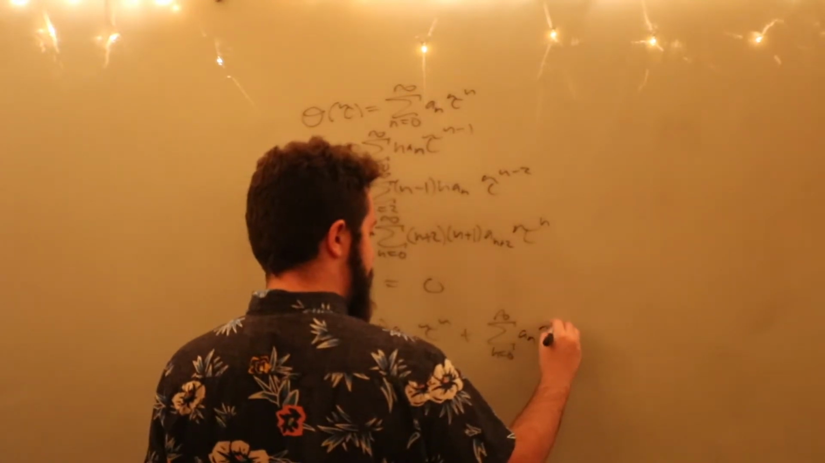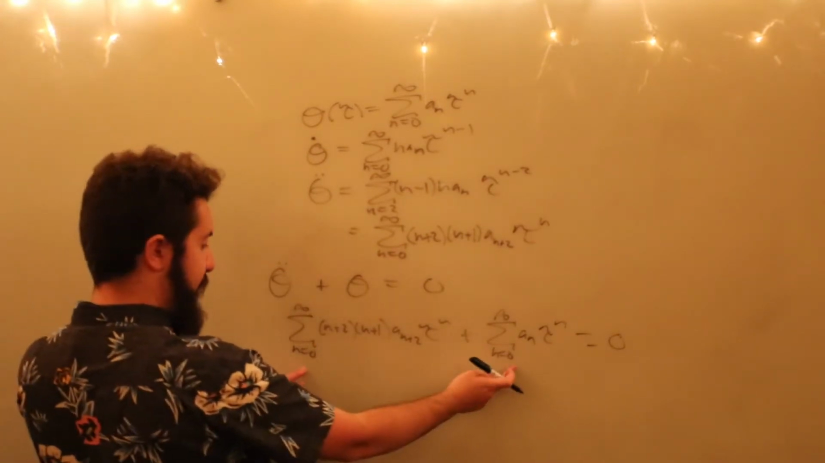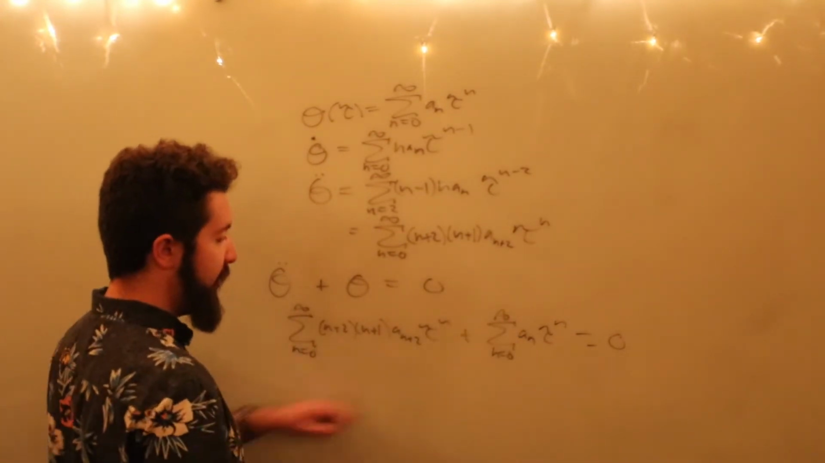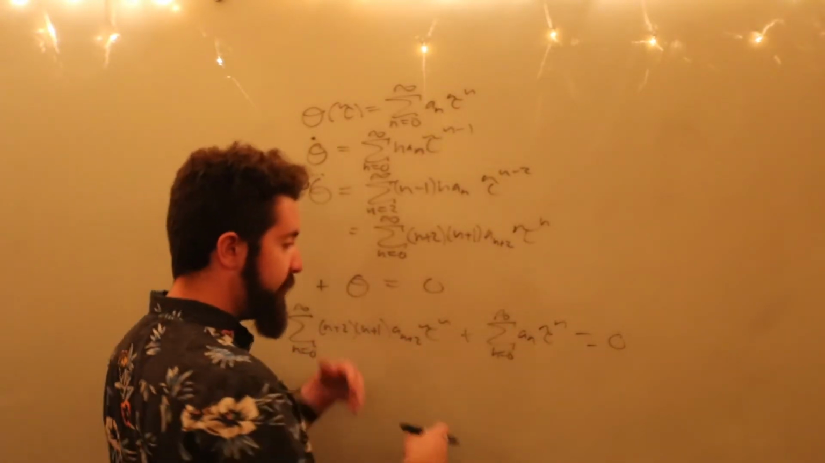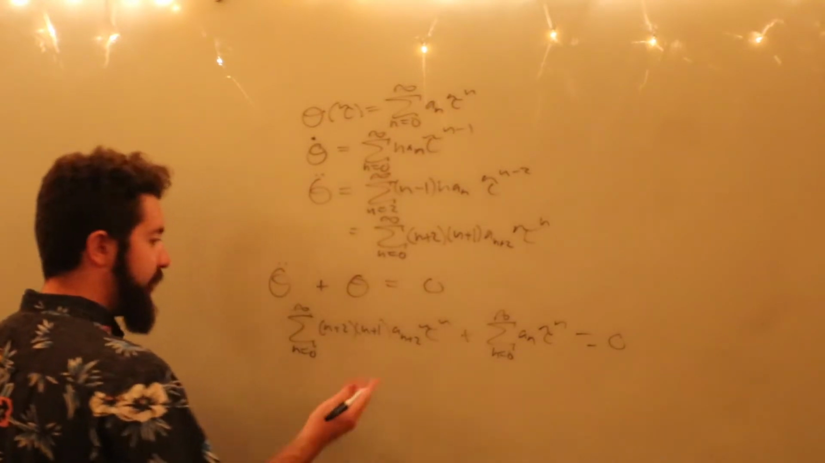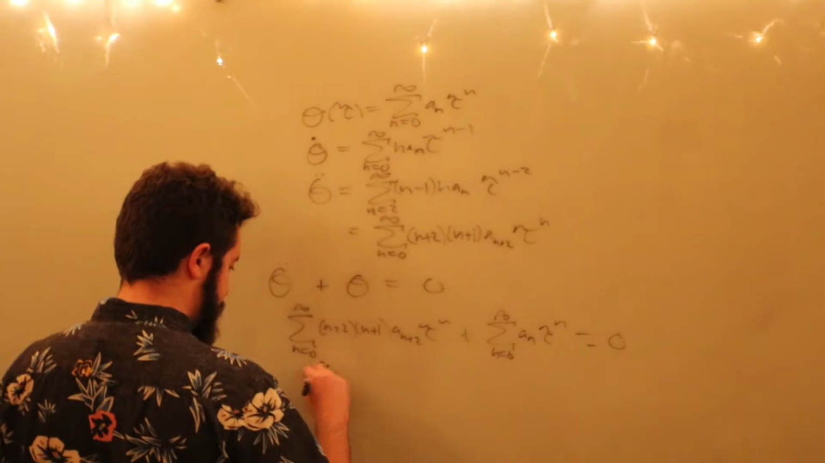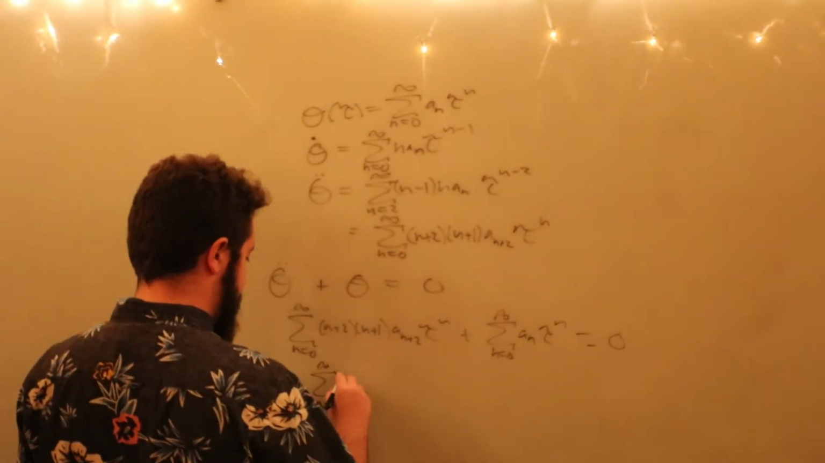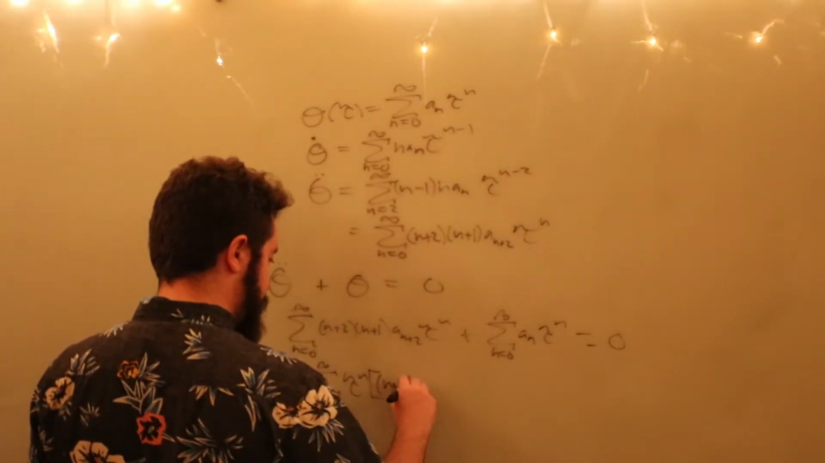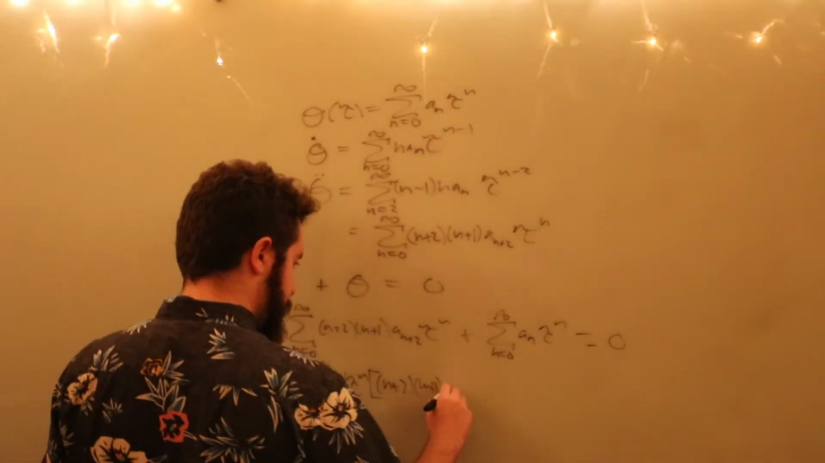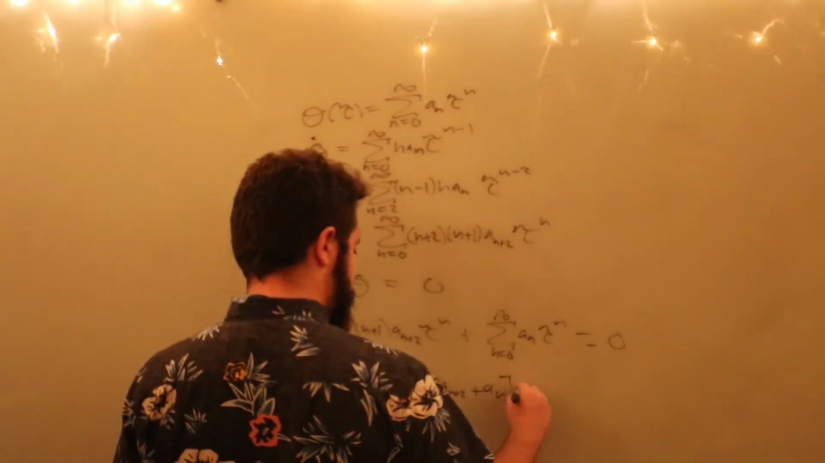A sub n tau to the n is equal to 0. Now, because these have the same index, going from 0 to infinity, and they're both multiplying the same power of tau for each term, we can combine them into one infinite series: the sum from n equals 0 to infinity. I'm going to factor out the tau to the n, and then multiplying that we'll have n plus 2, n plus 1, a sub n plus 2, plus a sub n.